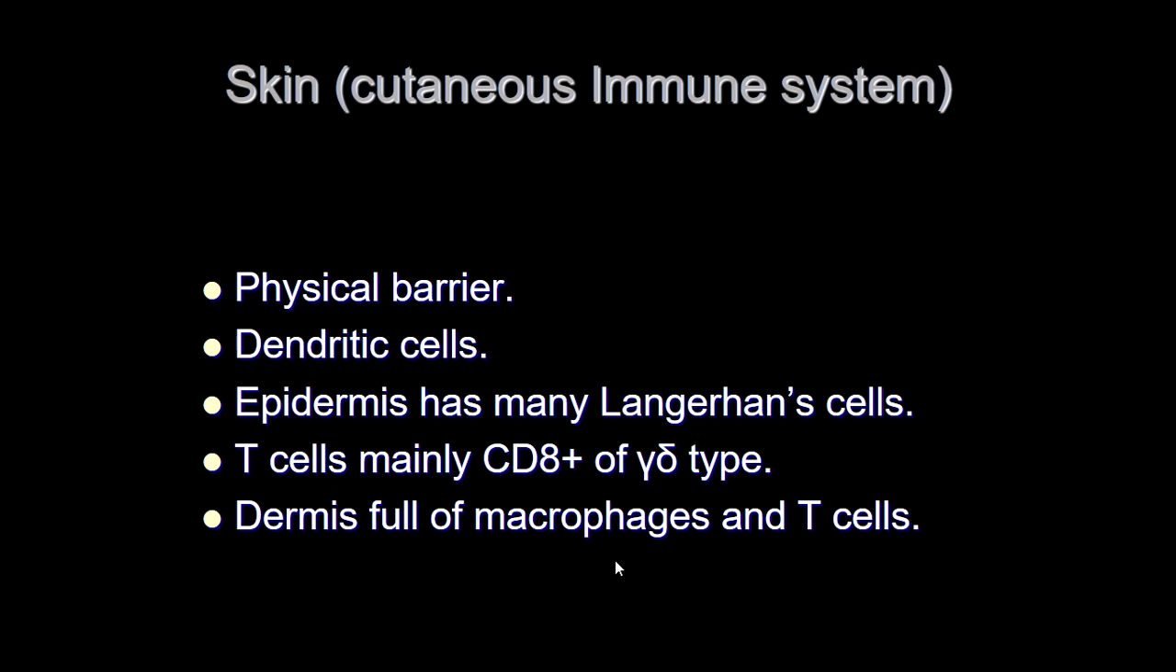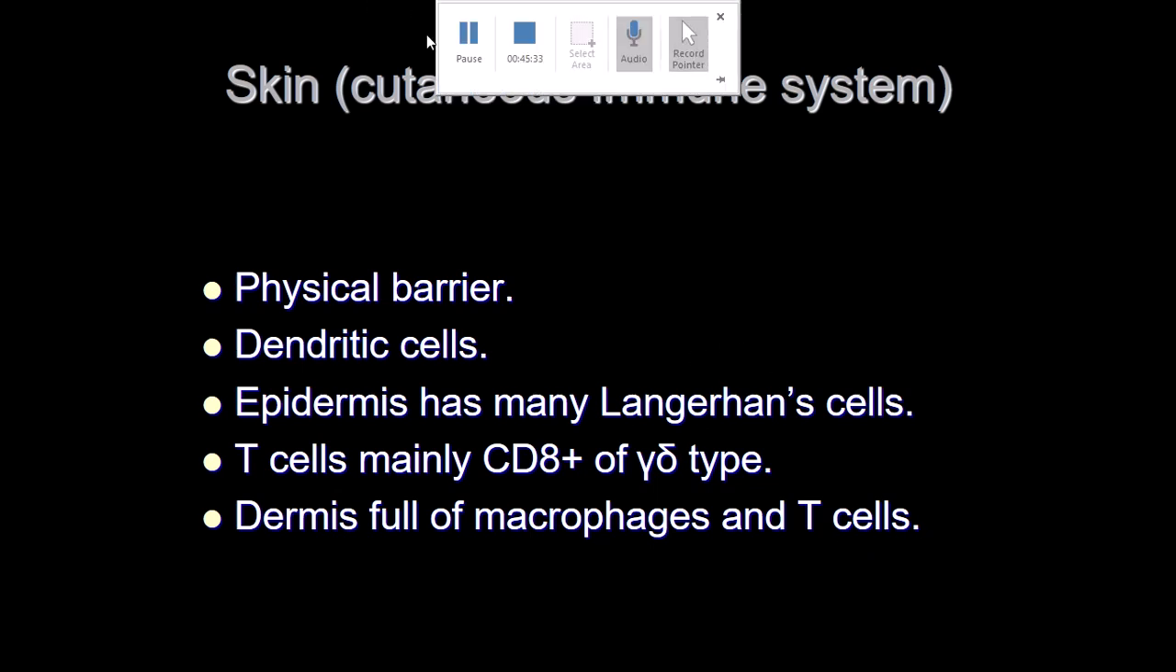The dermis is full of macrophages. Macrophages are antigen presenting cells, and T cells are there as well. So when we do a skin testing, we have the antigen presenting cell and the lymphocytes that are present, which can induce an immune response that you can see in the skin as well. So the dermis plays a role in skin testing because of the macrophages and the T cells that are present in the skin.